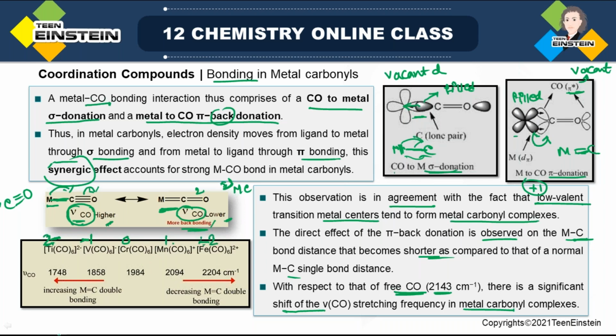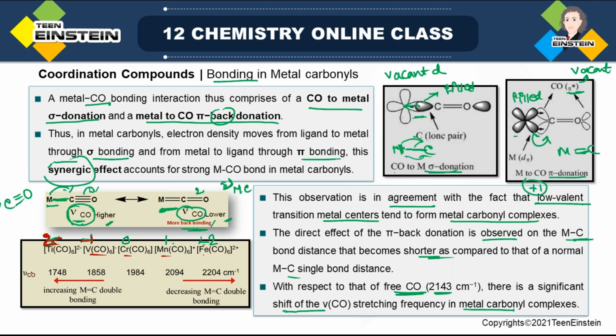So as you are moving from titanium to vanadium to chromium to Mn to Fe, basically oxidation state first -2, then -1. That means oxidation state is going towards more positive value. So the metal center is becoming more electron deficient, right?